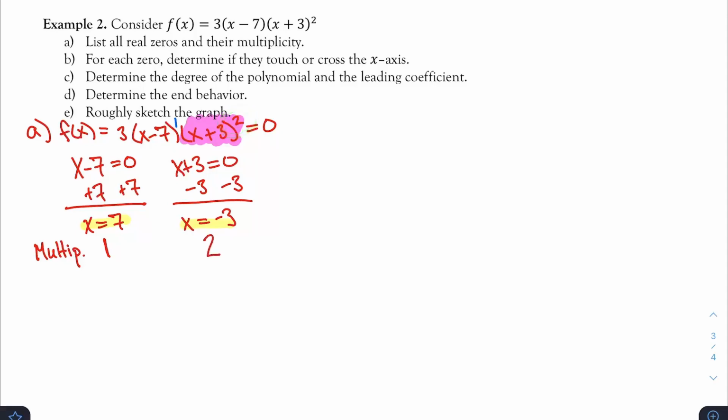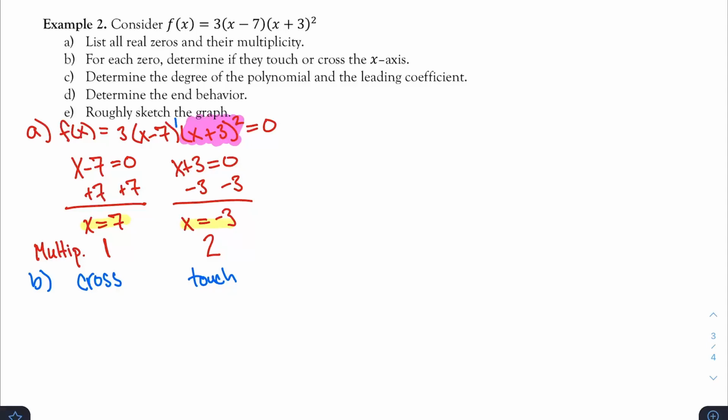So hence, I have a multiplicity of 2 here. So I have 2 zeros in each of their individual multiplicities. Now, I want to determine if they touch or cross the x-axis. Quite simply, if my zero touches the x-axis, then I should have even multiplicity. If it crosses, we have an odd multiplicity. So, for x equal to 7, my multiplicity is odd, so I know I cross the x-axis. And for x equal to negative 3, I touch the x-axis, because we have an even multiplicity.